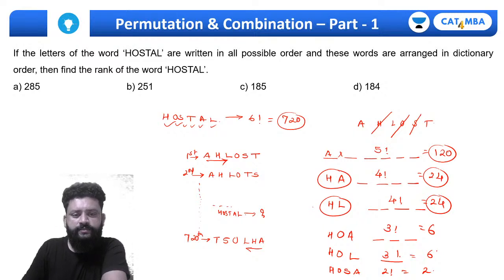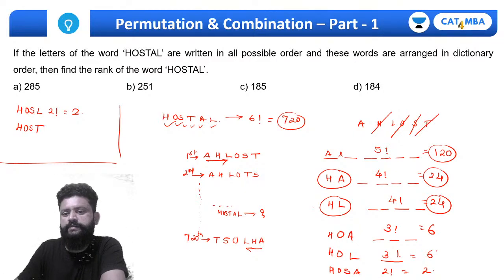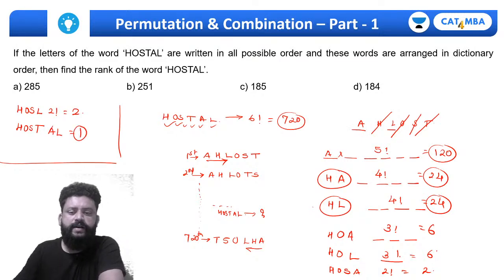After that I'll write here, last part I'll write here, HOSL will be getting 2 factorial words, that is 2. Then we'll be getting HOST. As soon as we get T, A and L will remain the same word, because A and L are in sequence. So this is the word we are finding.